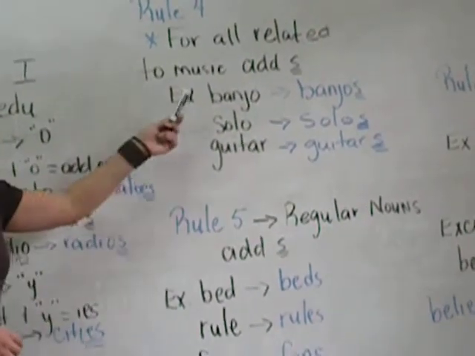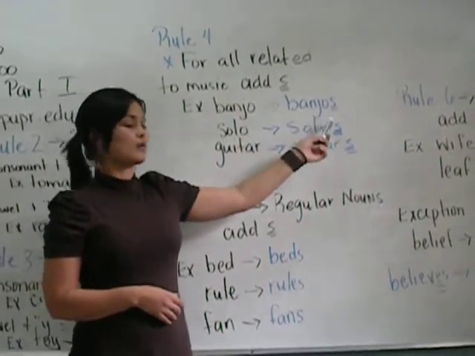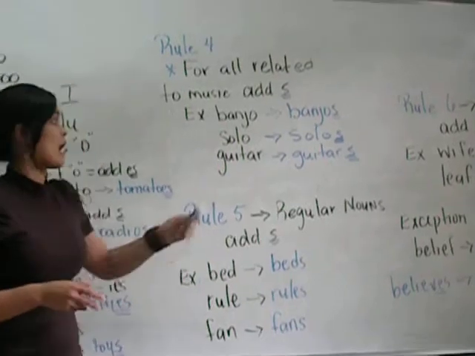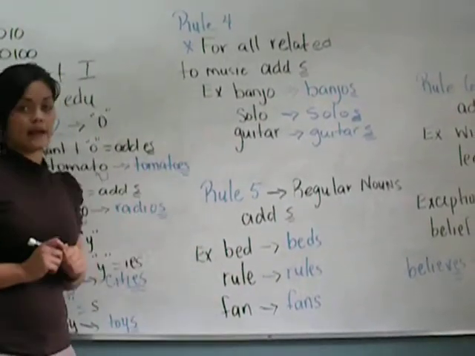Rule number 4 says that for all words related to music, you're going to add S. Some examples are banjo, banjos, solo, solos, guitar, guitars. Doesn't matter how is the ending, okay? As long as it's related to music, we're going to add S.